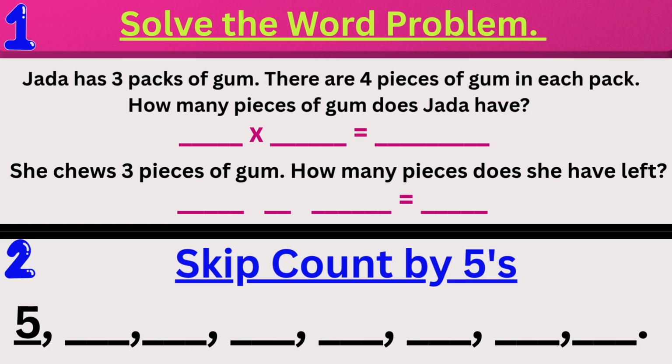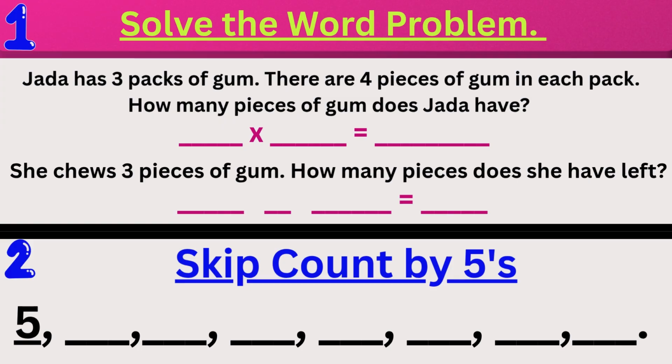Day 4. This section has 4 parts, including solve the word problem, skip counting by fives, circle the product of 3 multiplication sentences, and compare the equations using greater than, less than, and equal to. Number 1, solve the word problem. Jada has 3 packs of gum. There are 4 pieces of gum in each pack. How many pieces of gum does Jada have? She chews 3 pieces of gum. How many pieces of gum does she have left?